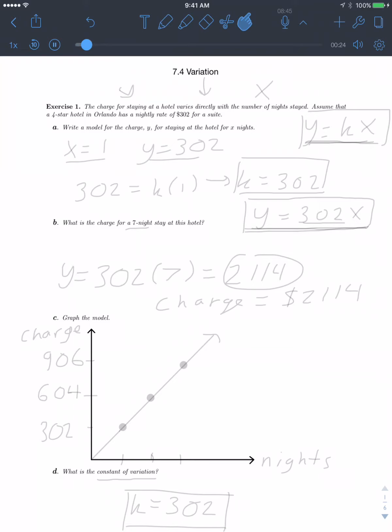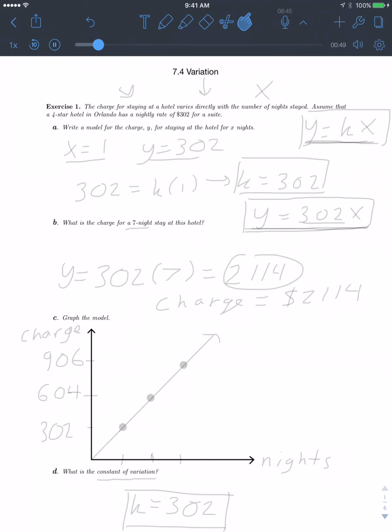Now, this is a familiar idea. We've done this with functions in the past. However, a lot of our equations that we set up are going to look a little bit different. We'll see a bunch of different kinds of variation in this section, as well as what to do with those types of variations in different situations. So the first type that we're going to look at is called direct variation.